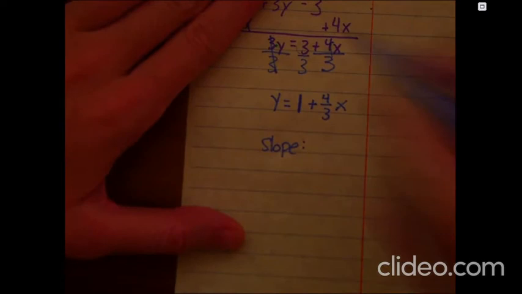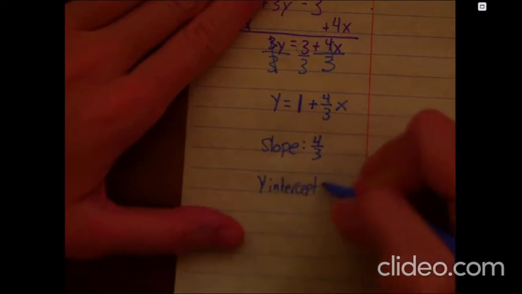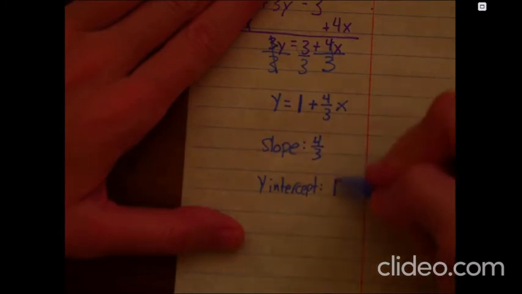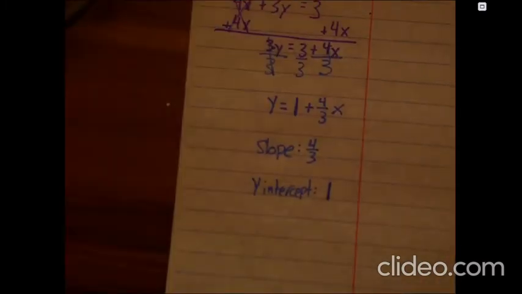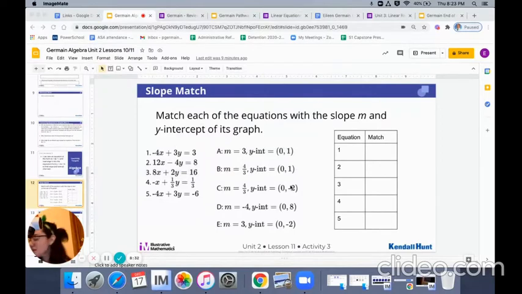You are right, 4/3. My y-intercept, which is my constant all by itself, is a positive 1. So now I need to look back and match this with one of those sets of descriptions on that slideshow. I'm going to pull my computer back up and minimize that, and I'm going to say to myself, I have a slope of 4/3 and a y-intercept of 1.